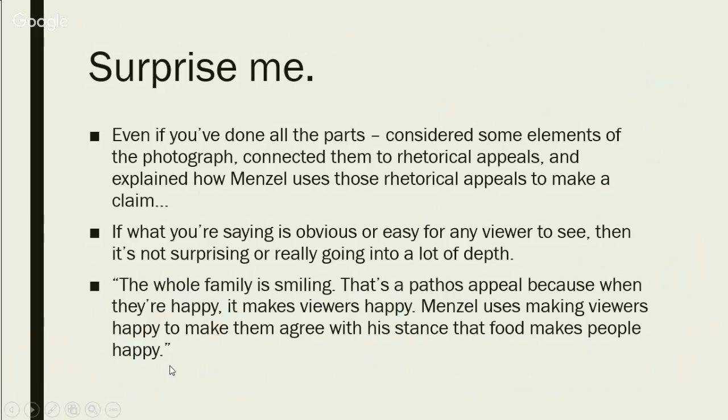I would not want to read a paper that analyzes how Menzel makes people think food makes them happy, right? That's not that complex. The connection that's been drawn here is not that complex. Seeing happy people makes people happy, which proves the point that food is happy. I think that you can tell just from what's here that this is not a very compelling argument.